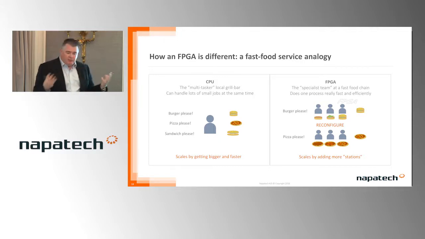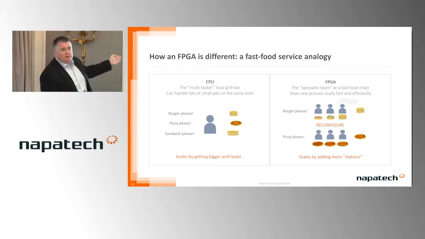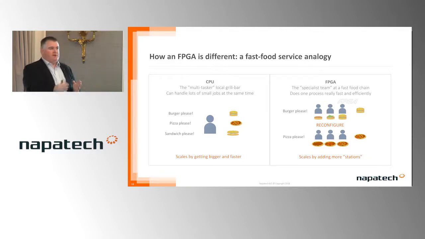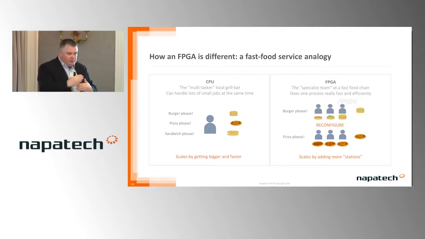So what is it that's different about these two? Well, one way of looking at it is to think about your local grill bar in the corner, right? You get a lot of customers coming in there, and some will be ordering burgers, some will be ordering pizzas, some will be ordering sandwiches. And the expectation is the guy behind the bar, he knows the process for making a burger. There's certain steps through that. He knows the process for making a pizza, etc. but he's expected to take all these orders at once and multitask between them. And he can do that.